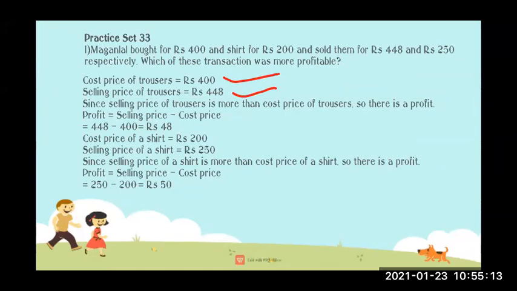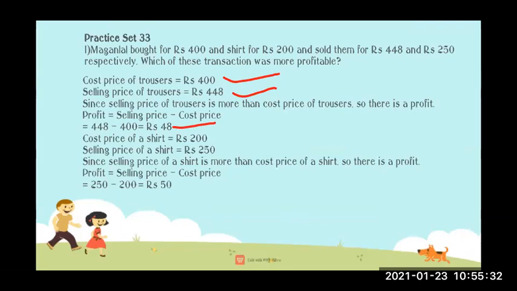Profit equal to selling price minus cost price. So selling price is how much? 448 minus cost price is 400. So here we are getting the profit of rupees 48.